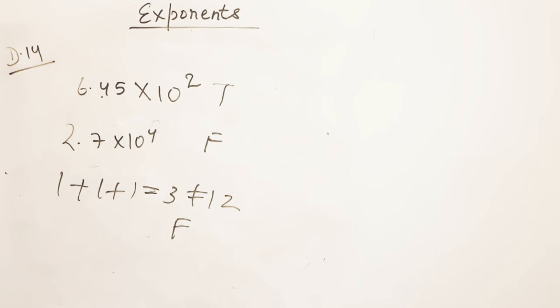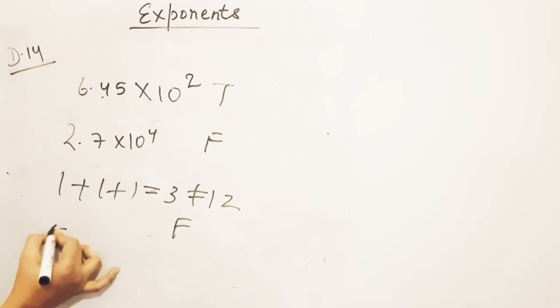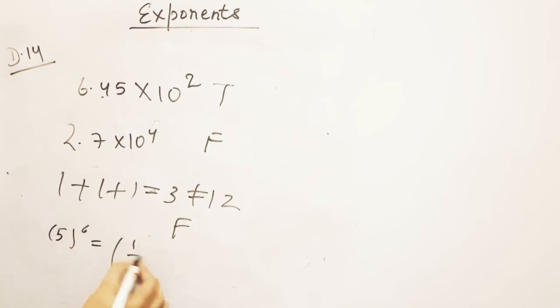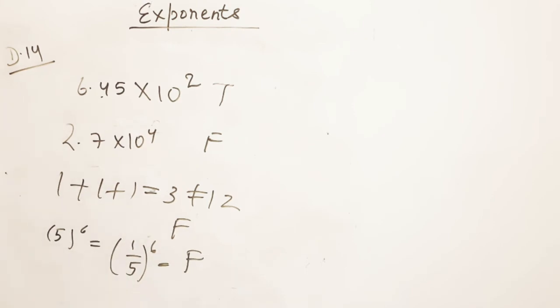Coming to the fourth option, reciprocal of 5 to the power of 6 is 6 to the power of 5. What is the reciprocal of 5 to the power of 6? It is 1 upon 5 to the power of 6, right? So in the question it is given that 6 to the power of 5. That means this statement is also false.